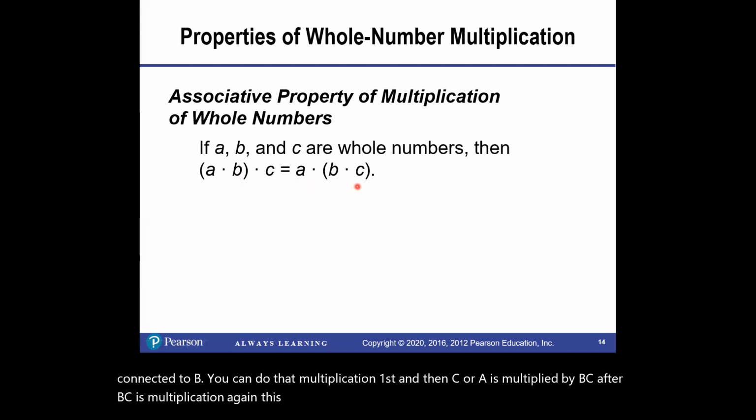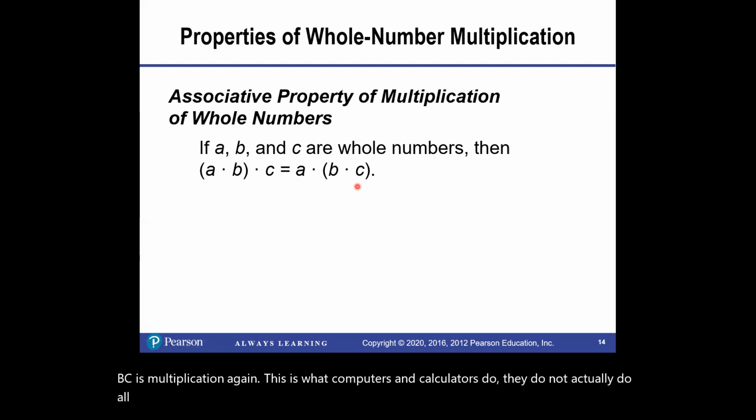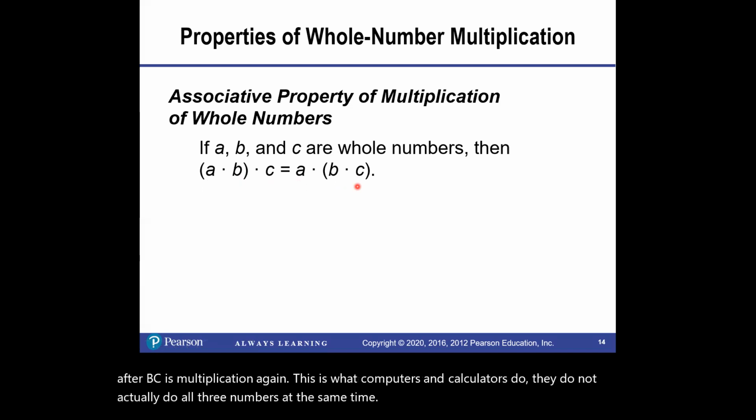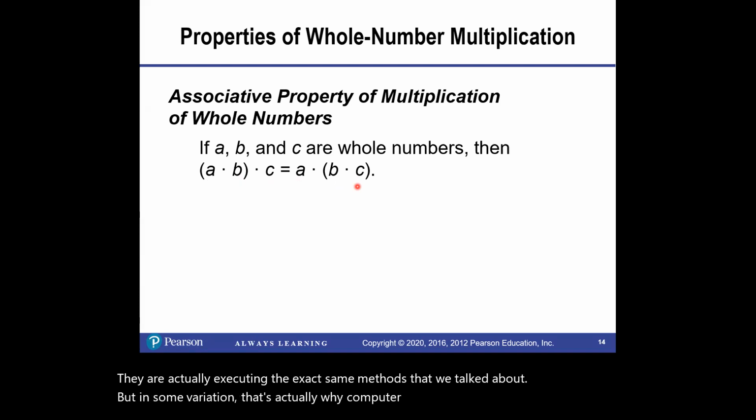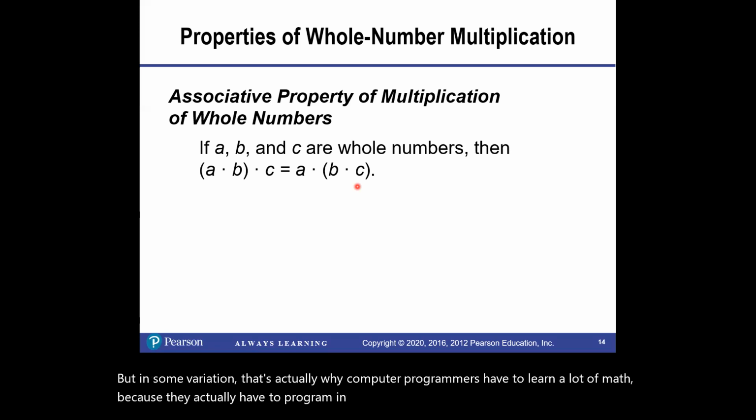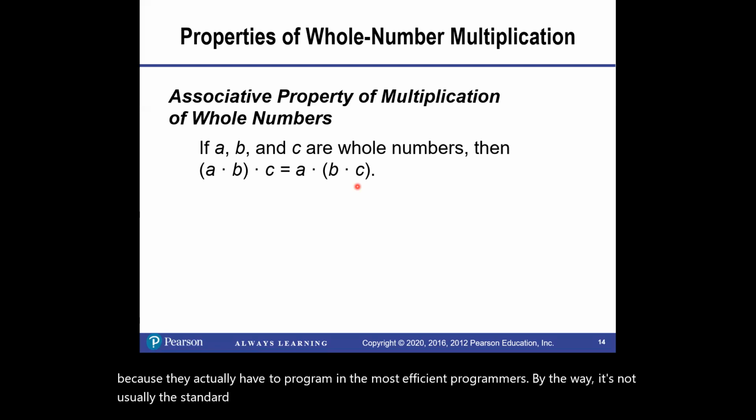Again, this is what computers and calculators do. They do not actually do all 3 numbers at the same time. They are actually executing the exact same methods that we talk about, but in some variation. That's actually why computer programmers have to learn a lot of math, because they have to program the most efficient program, which, by the way, is not usually the standard algorithm that many of you have learned. It's usually some other methodology.